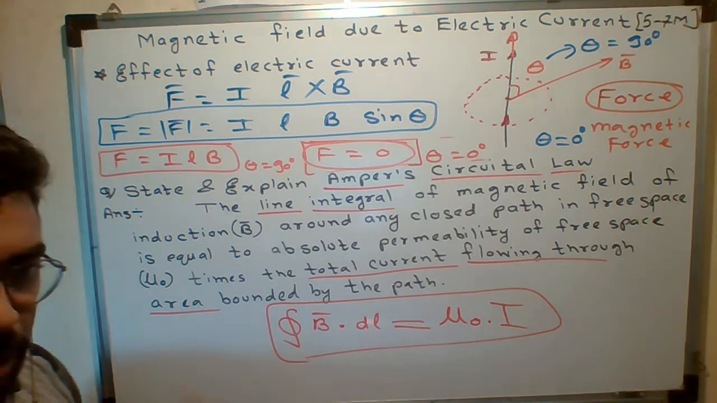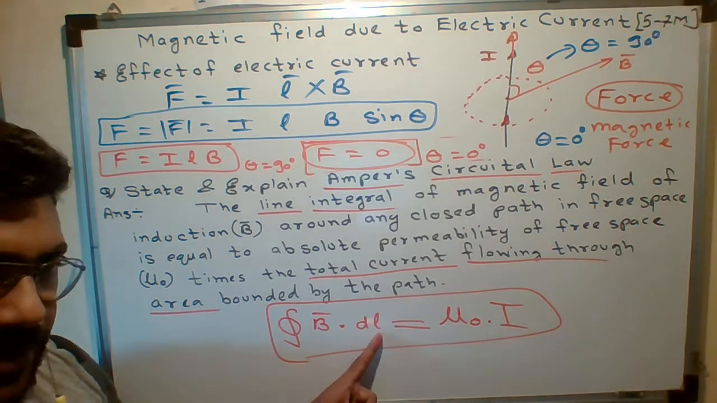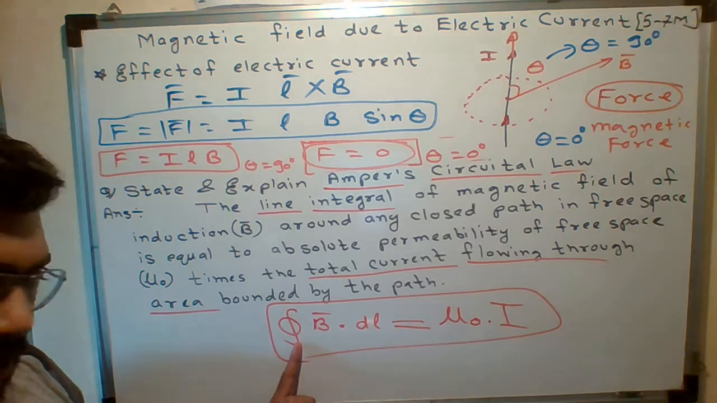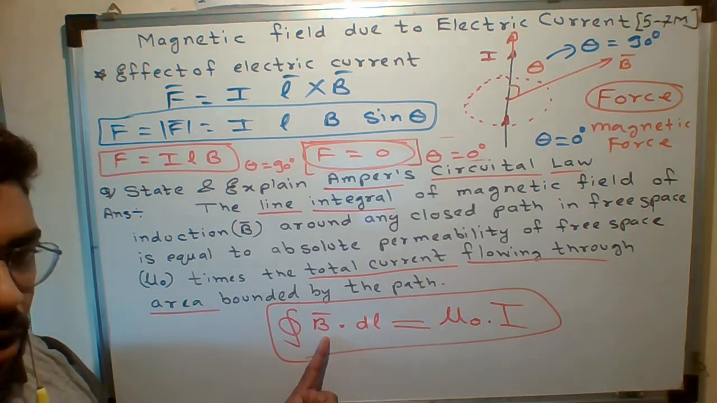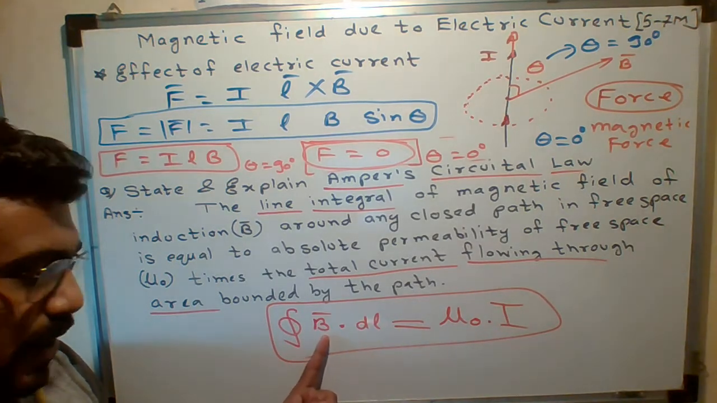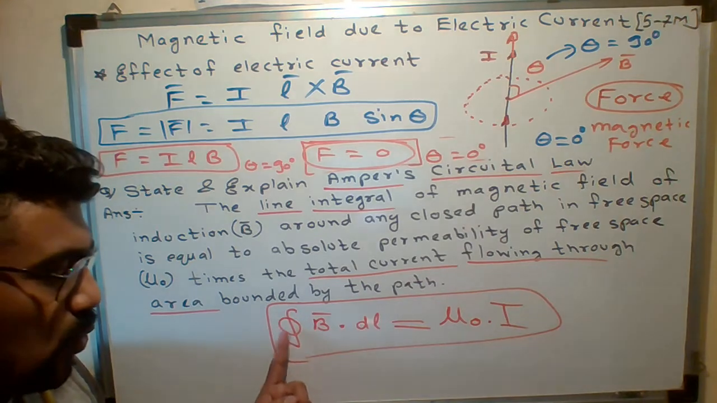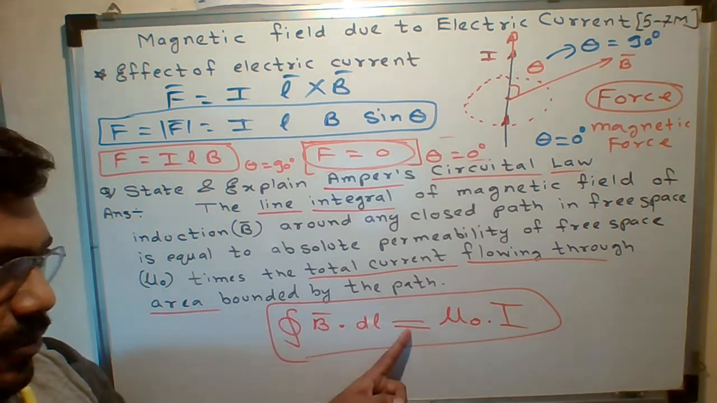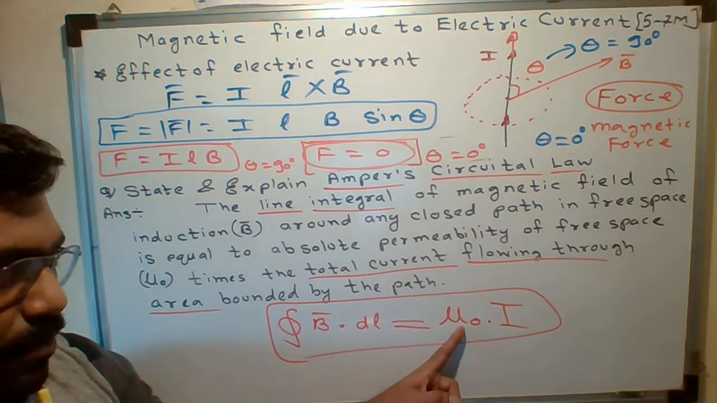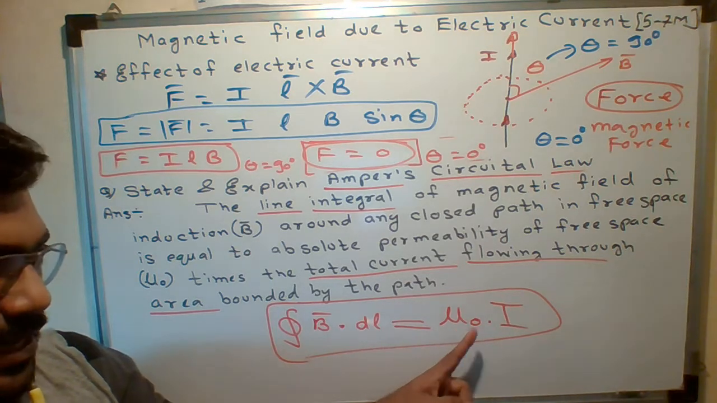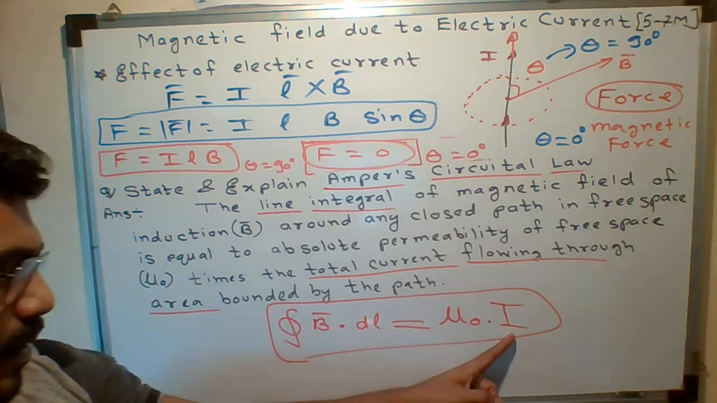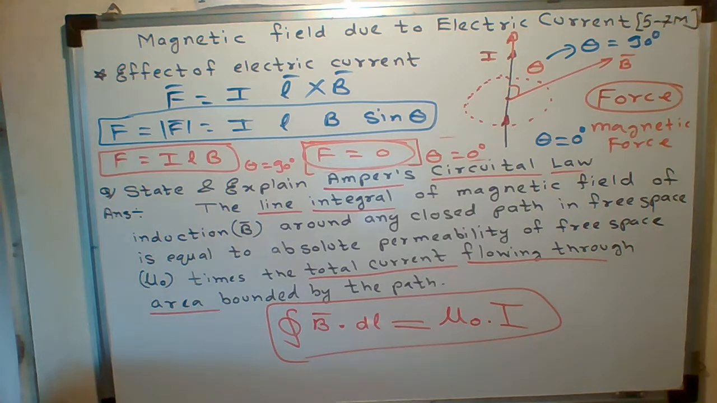Again, I am going to repeat. All of you concentrate. The line integral of magnetic field of magnetic induction B bar over any closed path is equal to the absolute permeability of free space times the total current bounded by the path. Hope you understood this particular statement.